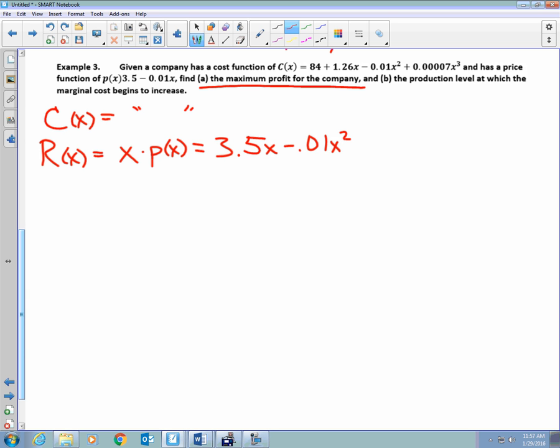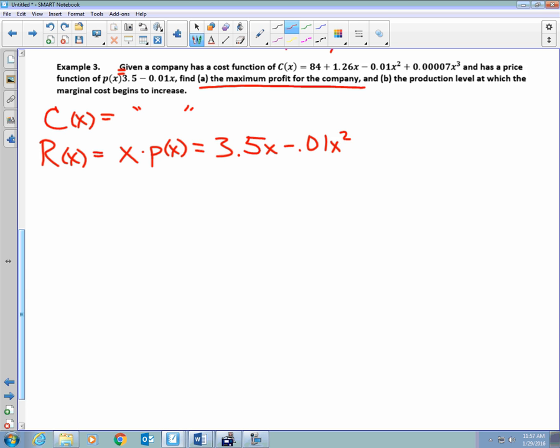So revenue is equal to x times p of x. And if I take x and I multiply p of x, oh yes, I'm sorry, there's supposed to be an equal sign there. Sorry about that. So when you distribute the x through, you get 3.5x minus 0.01x squared. Correct? All right. So if we want to maximize profit, we take the marginal revenue function and set it equal to the marginal cost function, or the derivative of one equals the derivative of the other.